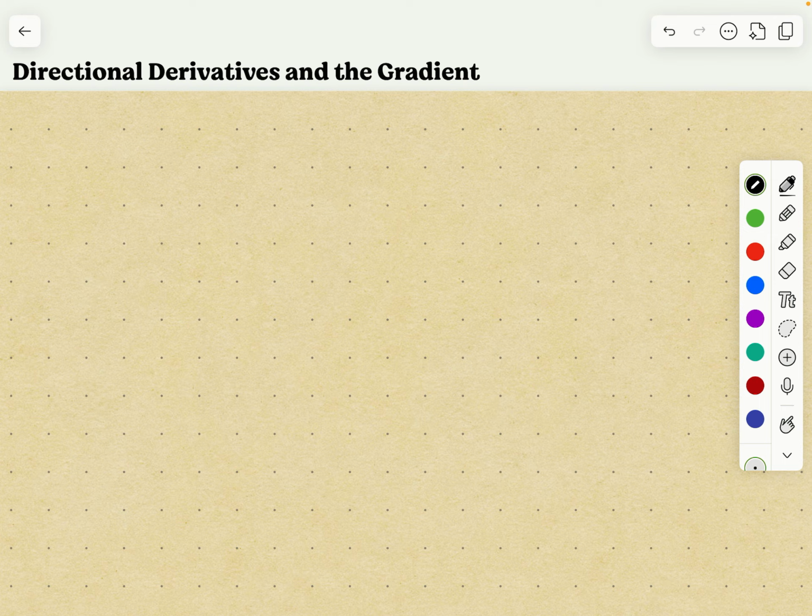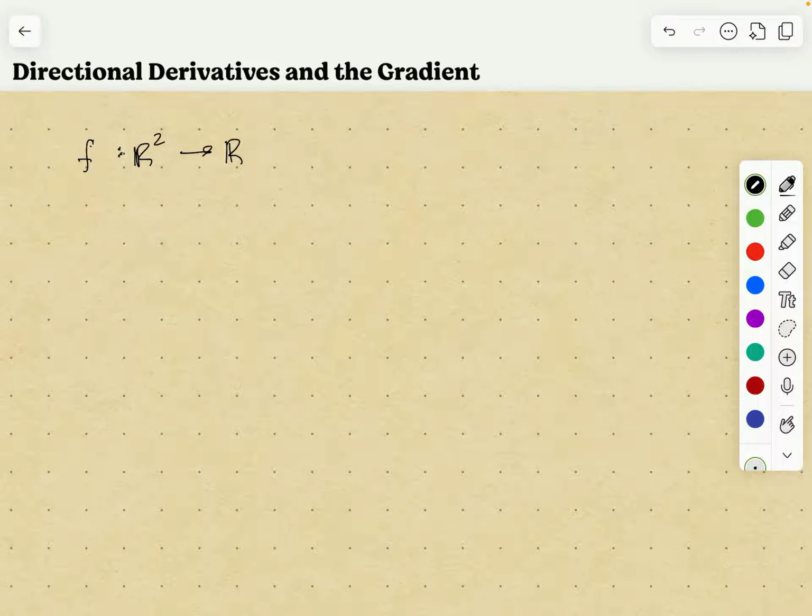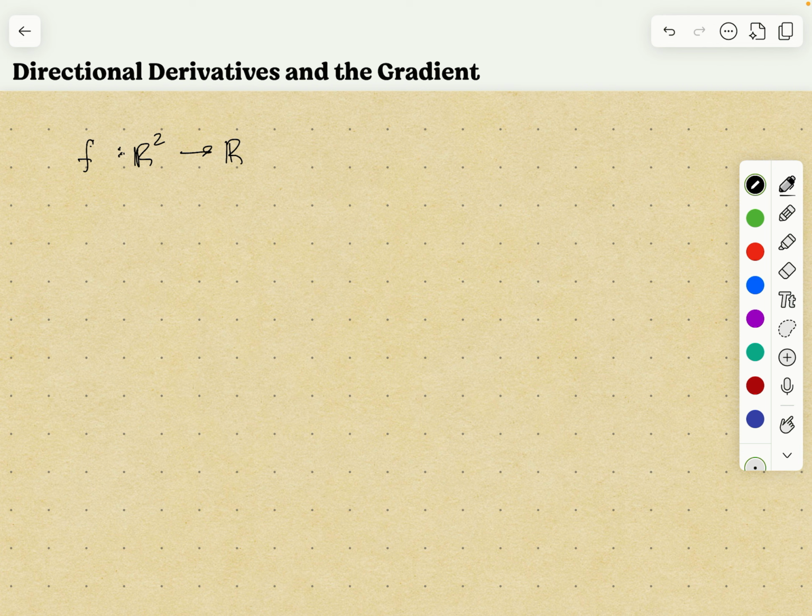Okay, so now I'm going to start with the function f, which is a function from R2 to R. Your function doesn't actually have to be defined on all of R2. It could just be defined on an open set of R2, but for simplicity, I'm just going to assume that f is defined on all of R2. And we recall what it means for this to be differentiable.